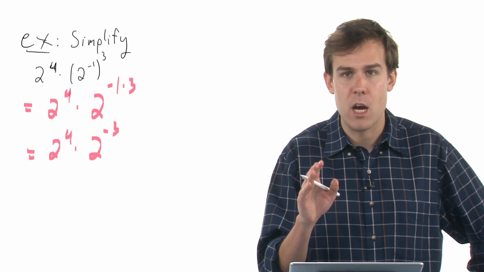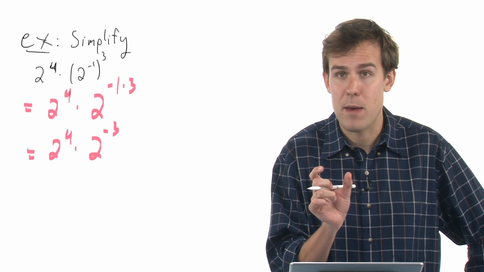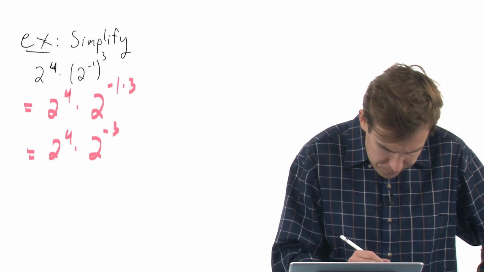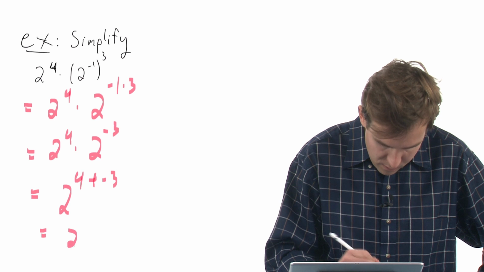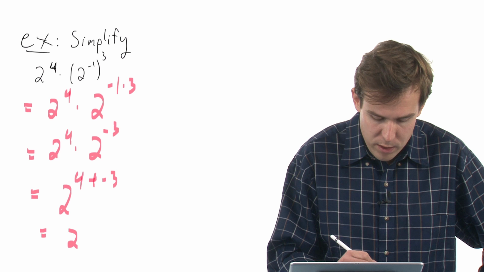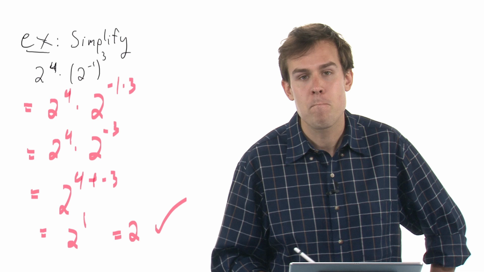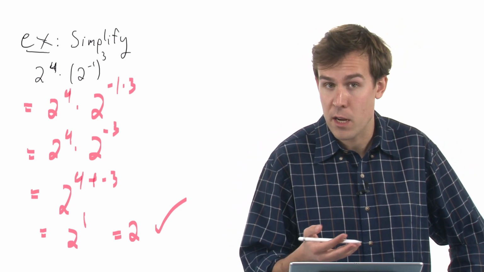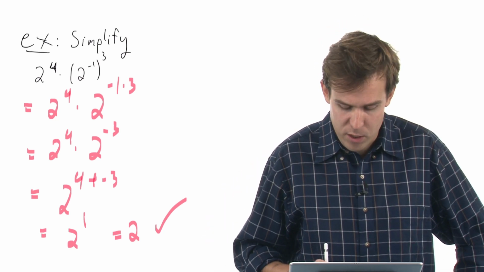Okay, so some of the work is done, but now I'm back in a similar situation to my previous exercise. I have the same base, different exponents. How do I resolve this? Well, I add the exponents. Four plus minus 3 is 1. So I get 2 to the 1, which is, of course, 2. So in this case, I just had to carefully apply the order of operations, one of the first things we studied, along with the rules for exponentiation, and I was able to simplify this efficiently.